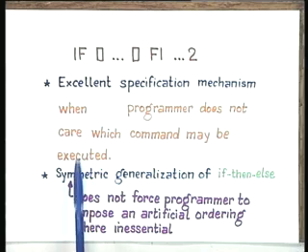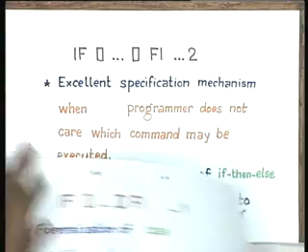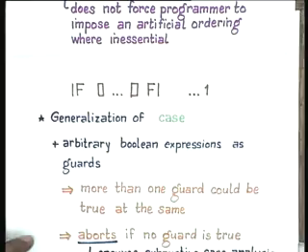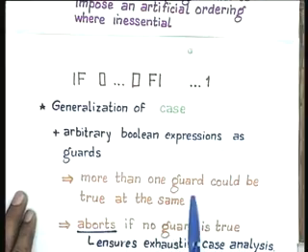You can look upon the if as a symmetric generalization of the if then else. The if then else itself is a deterministic construct, and it is also a generalization of the case because it allows arbitrary Boolean expressions.